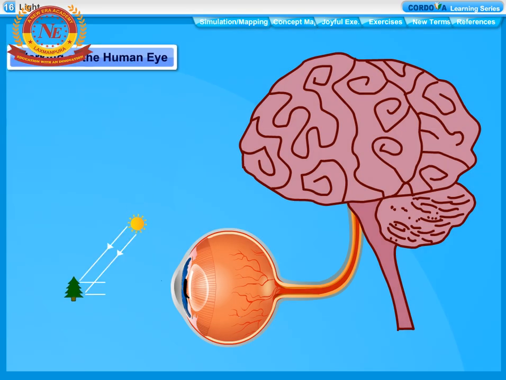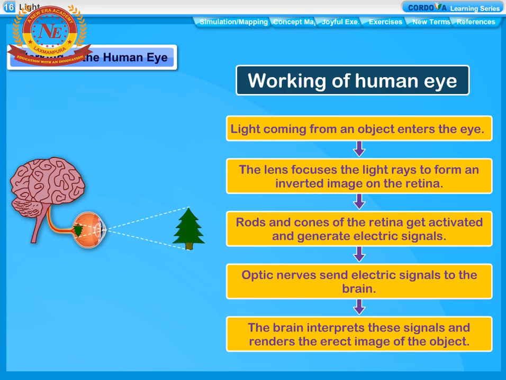Working of the human eye. The light coming from an object enters the eye through the cornea and the pupil. Light coming from an object enters the eye. The lens focuses the light rays to form an inverted image on the retina.